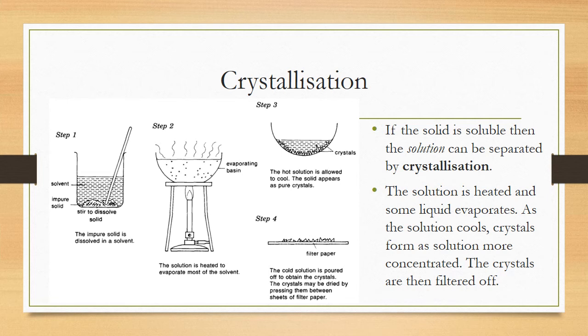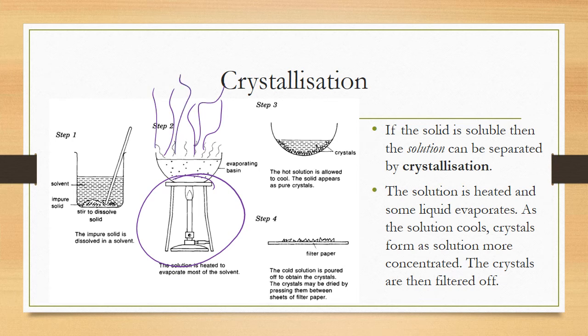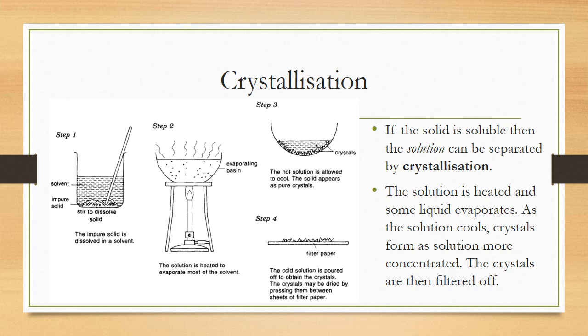We also have something known as crystallization. In crystallization, if the solid is soluble, then the solution can be separated by crystallization. So what we're doing there is that the solution is heated with the Bunsen burner here until the liquid starts to evaporate off, the solvent as it were, and as the solution cools, the crystals form as the solution is more concentrated, and the crystals are then filtered off with the filter paper, just like in the previous slide.